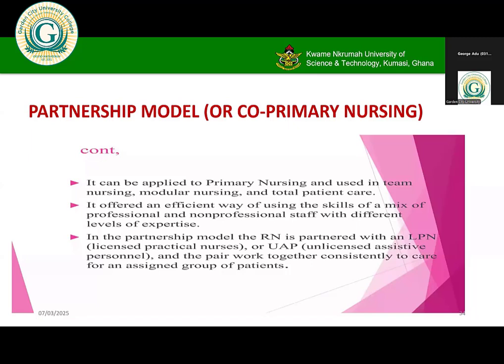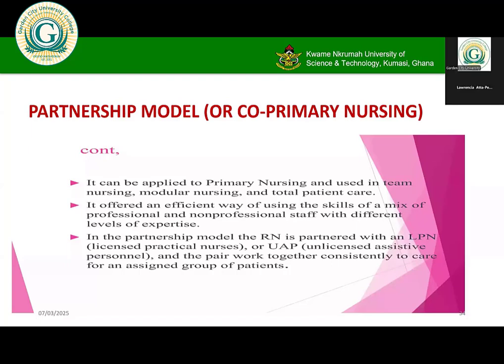Yes, hello. Hello, Doc. Please, what's the difference between this pair and the one in the primary model? So as I said, in the primary model, the RN is only what? The leader.